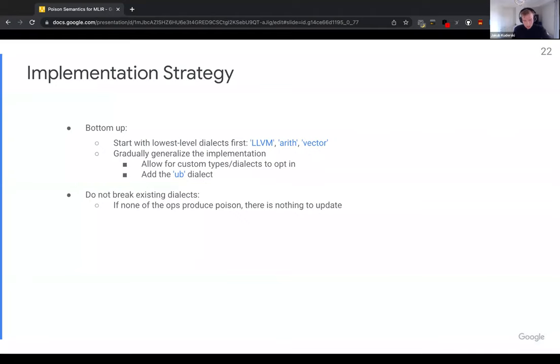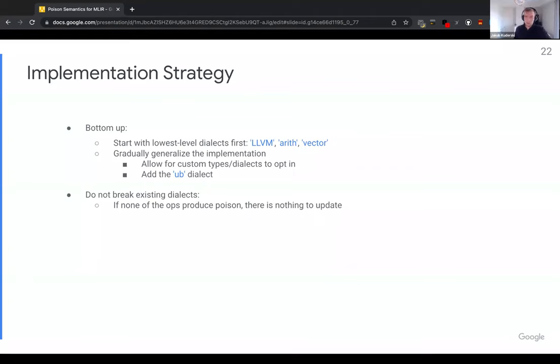And here the question is, this sounds pretty complicated. How do we implement this? I think the short answer is, I don't know how to do it fully generically right now, but I think it will make sense to start implementing it from the bottom up. So start from LLVM. In the LLVM dialect, it should be fairly easy because it should map one-to-one to the LLVM IR and its semantics. Later we can move it up to the level of arithmetic, vector, and similar dialects that are not that much higher level than LLVM. And the hope is that once we do this exercise and push it through the lowest level dialects, we should gradually be able to generalize the implementation along the way.